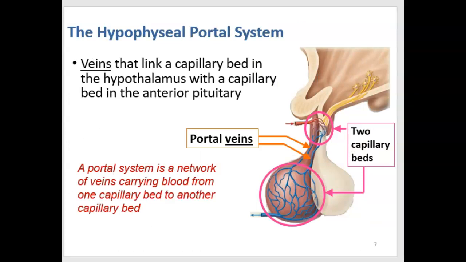Now, within the infundibulum, of course, I mentioned there's also a network of blood vessels connecting the hypothalamus to the anterior pituitary. This is called the hypophyseal portal system, and it's composed of veins that link two capillary beds. One capillary bed is in the hypothalamus, and the other capillary bed is within the anterior pituitary, or surrounding the anterior pituitary. You'll encounter portal systems later in A&P2, and it's always a network of veins carrying blood from one capillary bed to another.